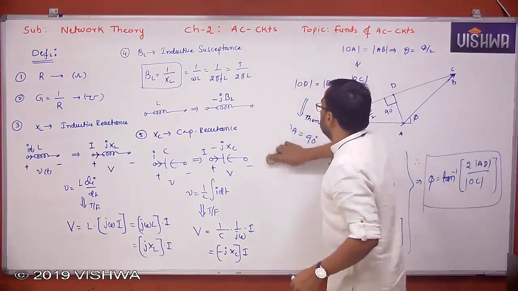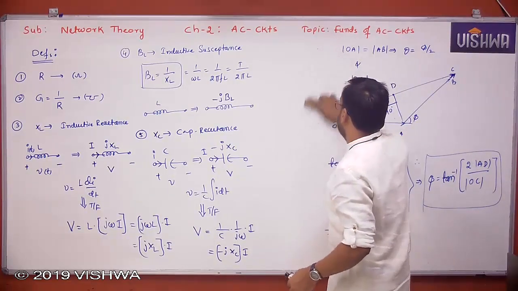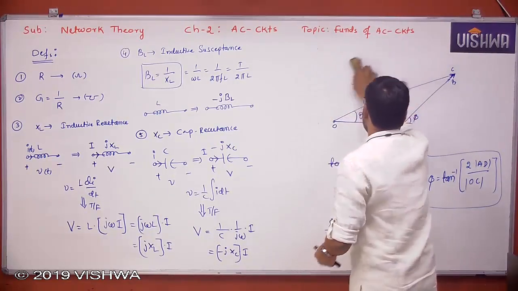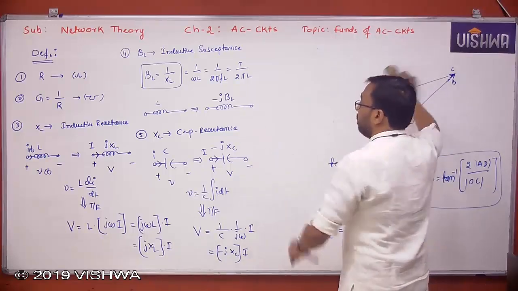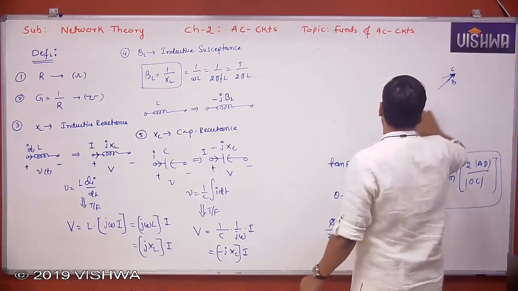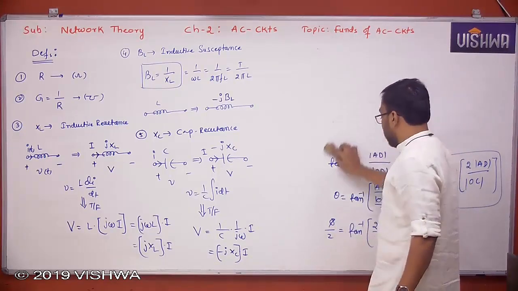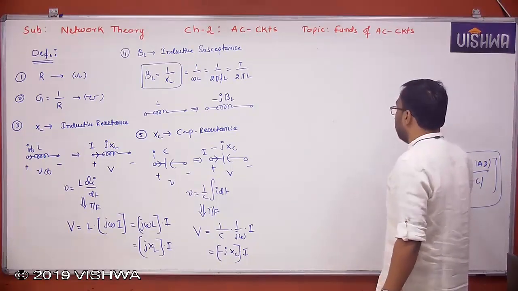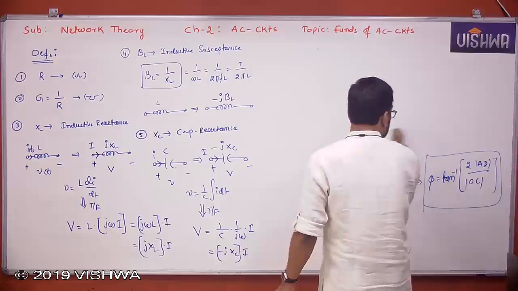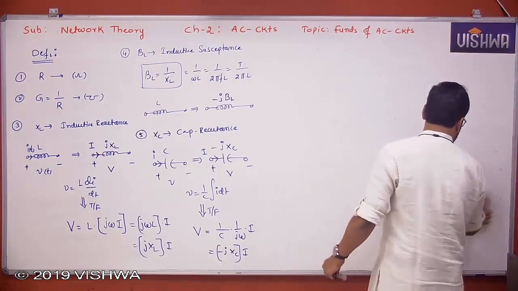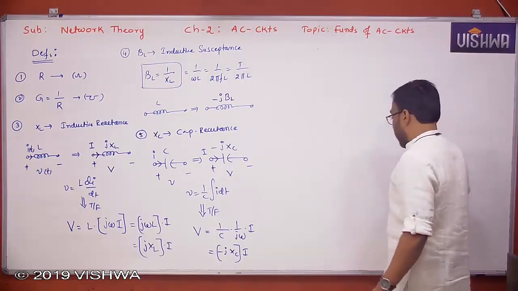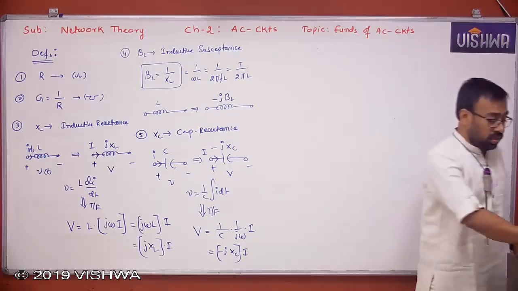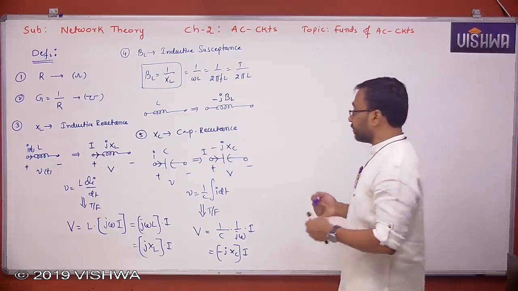Clear all of you? Because sometimes in interviews you may get simple questions, whether you are simply remembering that minus JXC, or minus JBL or plus JXL, or else you know how they arrived at it. So you must know all these simple things, and you must know how we derive them. So that table is very, very important.